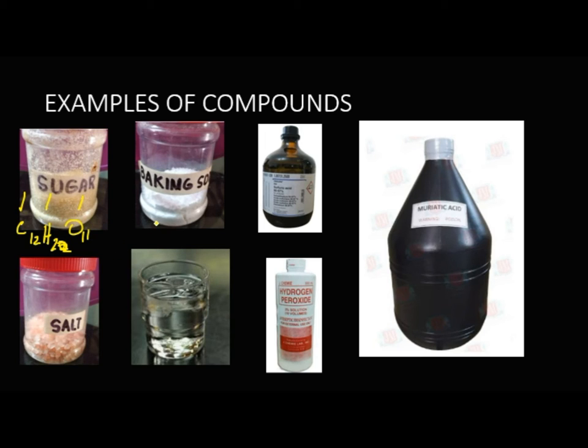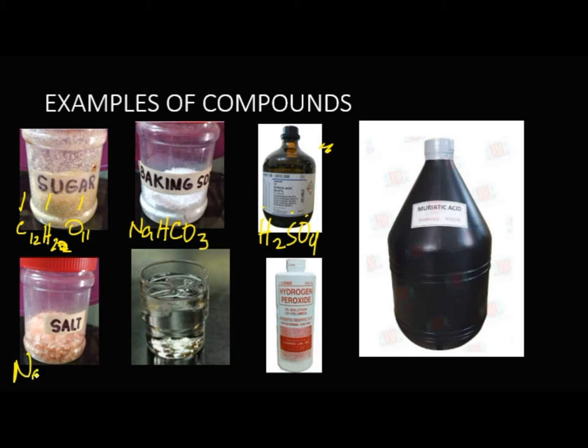For baking soda, otherwise known as sodium bicarbonate, the elements involved are sodium, hydrogen, carbon, and oxygen. And then for sulfuric acid, let me write it down first. It is a bonding of three elements: hydrogen, sulfur, and oxygen.